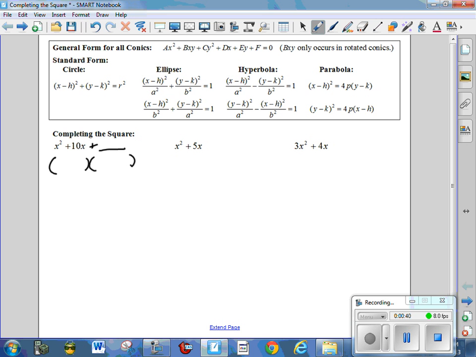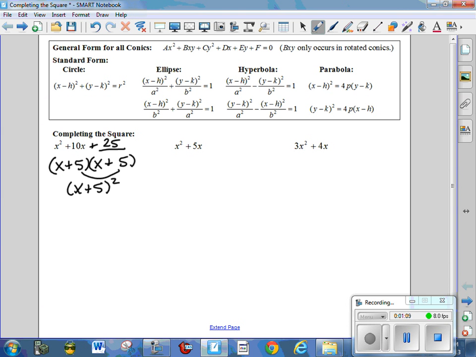So for example, in the first one, I know that the first two terms have to be x. Now to get 10 for the middle term, I have to have half of it in each binomial. So I divide that in half and say that's 5x. So that means I have to put a 5 in the second term of each binomial, making them both plus. And then if I were to multiply this out, the third term would be 5 times 5, which is 25. So that's called completing the square.